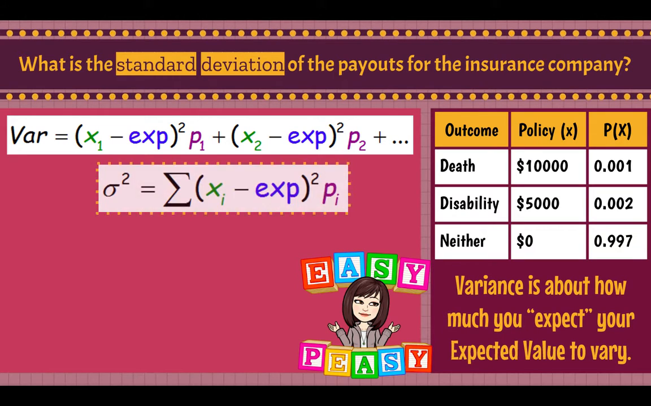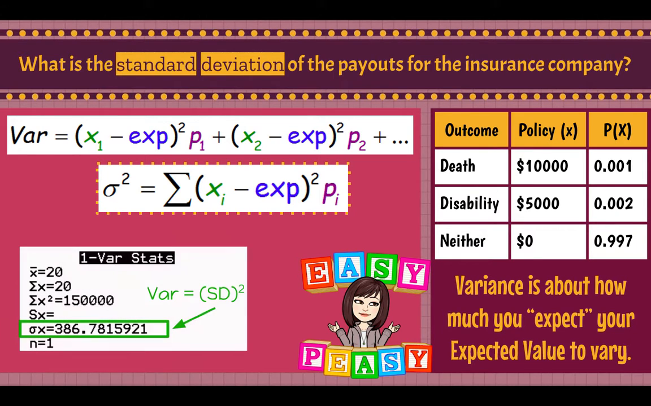And again, math people like their shorthand notation. So that I, again, is the individual. You could see X bar in the blue instead, but I just put EXP to keep it a little bit friendlier. And it's also on that one variance stat screen. Notice standard deviation is sigma, variance is squared. So you do need to keep that in mind when making that calculation. But on the calculator, it will give it to you. So I can expect to pay out $20 per policyholder, give or take $386.78.